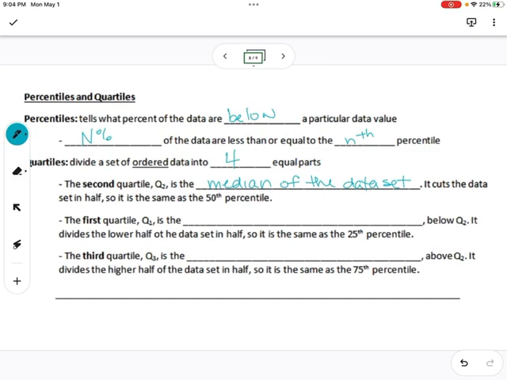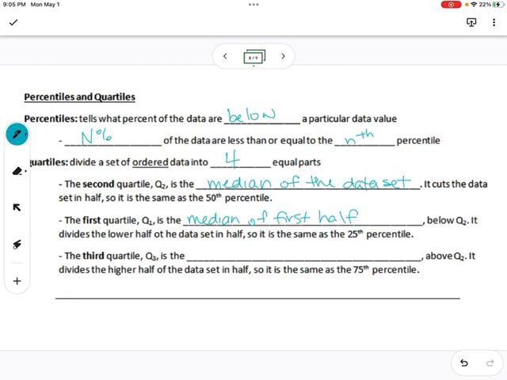The first quartile, Q1, is the median of the first half of the data. So going from the lowest number to the median, if we cut that in half, that is our Q1. Okay, so this is below our Q2. It divides the lower half of the data set in half. So it is the same as the 25th percentile.